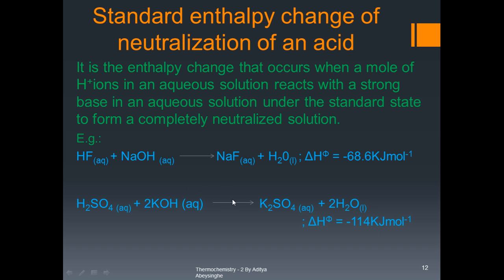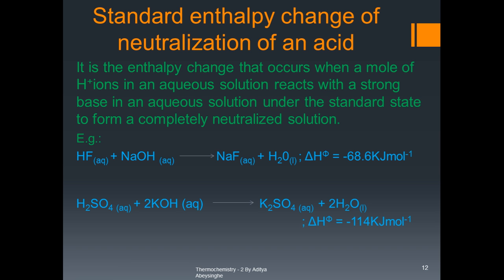So for strong acids and strong bases you will get that minus 57, but for weak acids and weak bases you will not get that. We don't actually consider the weakest acids or the weak acids and the weaker bases. I don't mean that they are very weak, right? They are not very weak, but compared to some other acids they may be weak.